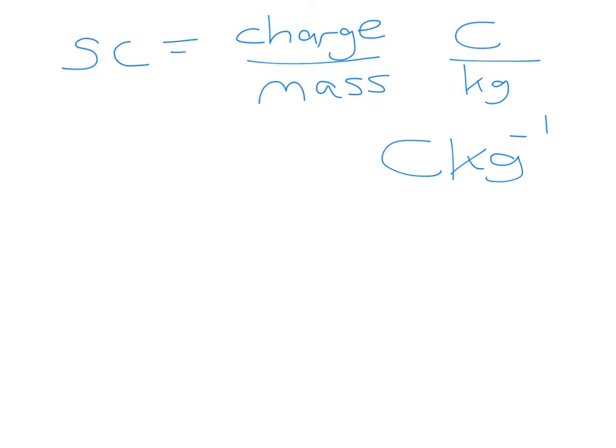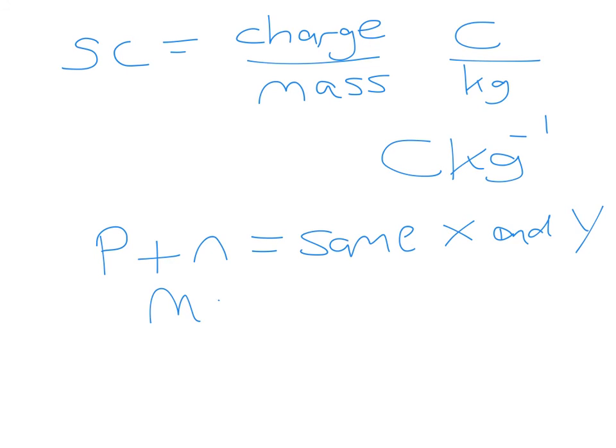Next question. Nucleus X has the same nucleon number as nucleus Y. The specific charge of X is 1.2 times greater than that of Y. Explain, in terms of protons and neutrons, why the specific charge of X is greater than that of Y. Well, here's the point. They've got the same nucleon number, so the number of protons plus neutrons is the same for both X and Y. That means that the mass of X and Y are equal.